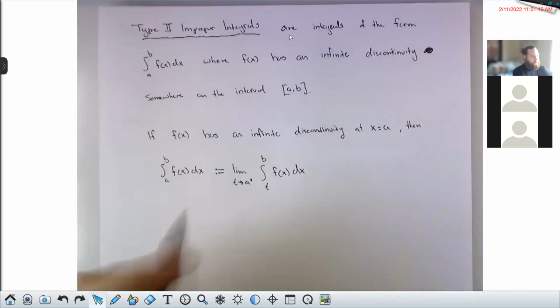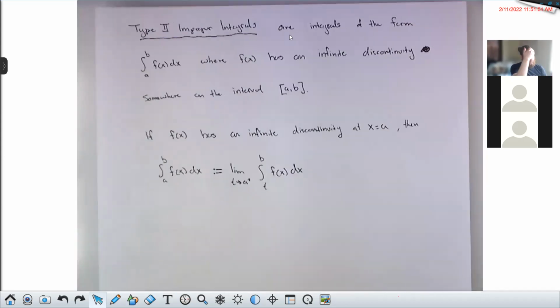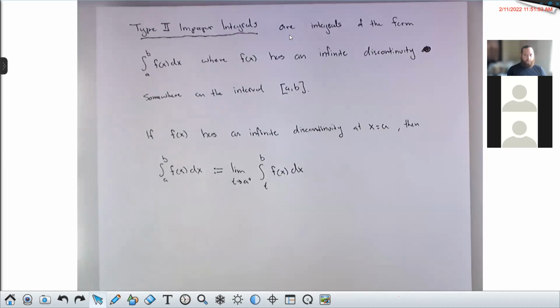And this is exactly what we saw in the last example, where that function 1 over root x blew up at x equals 0. So in order to get at the integral, we needed to replace that lower bound where the problem was by a variable t, do the integral from t to 1 or t to b, and then take the limit as t approaches that problem spot, staying within the interval.